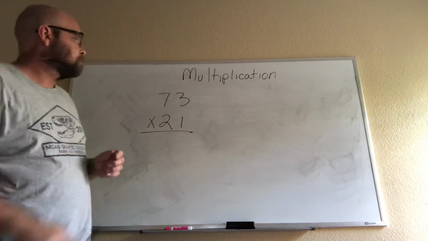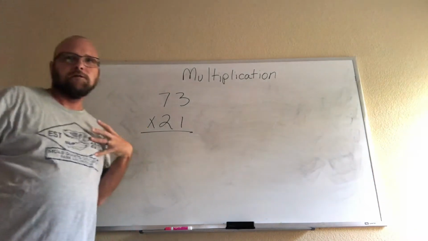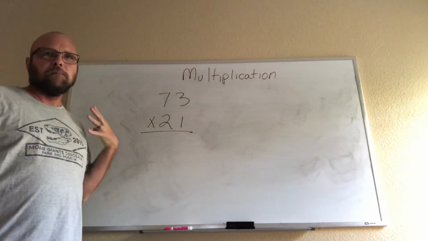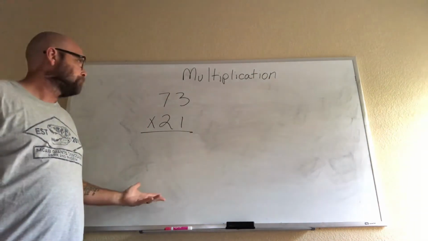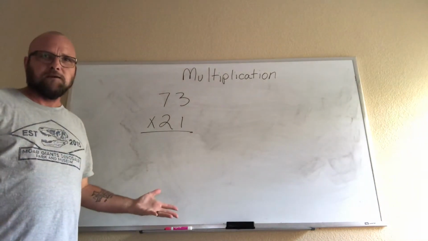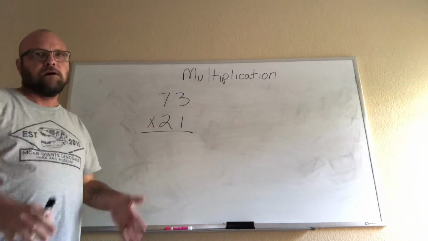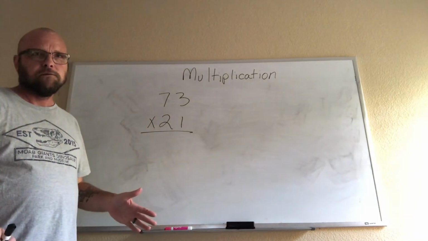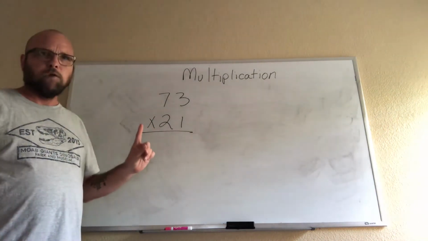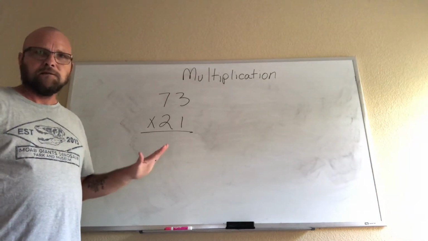So now if we look at this, you think, oh my gosh, I don't know how to do that. I don't know my 21's times table. I don't know my 73's times table. Doesn't matter. Does not matter. You're still only going to do 1 digit by 1 digit. That's it.